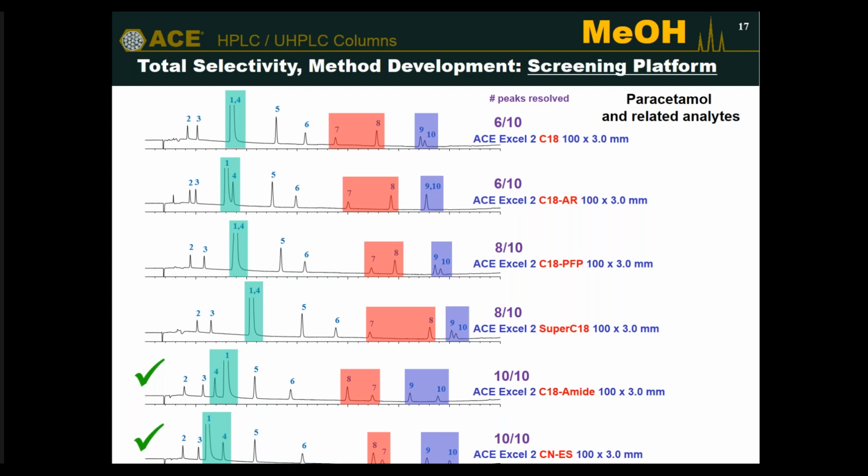So this shows you how a screening system with different chemistries can be very valuable. And perhaps an important point to make is that a standard C18 is the most common starting point for most people's method development. You can see that we have co-elution of peak pairs 1 and 4, and partial co-elution of peak pairs 9 and 10. So further method development work would be required to get a method where all those analytes are fully separated. So that's the methanol data. What about the acetonitrile data?